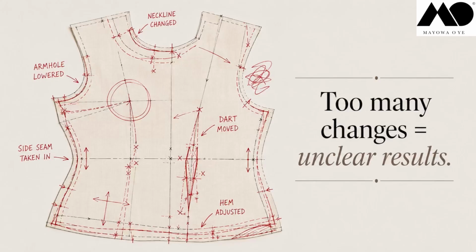Because the goal is not just to fix one garment, the goal is to understand what the garment is telling you. And one of the worst things you can do when a garment fails is to change everything all at the same time. Because if you change the armhole, the side seam, the dart, the neckline, and the sleeve all at once, you may not know which correction actually solved the problem. Or worse, one correction may solve one issue and create another issue. This is why your diagnosis has to be strategic. Change one major thing at a time where possible.